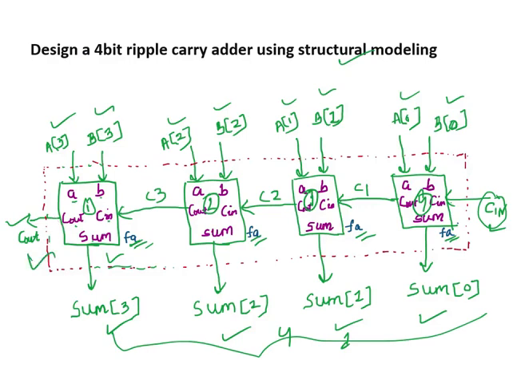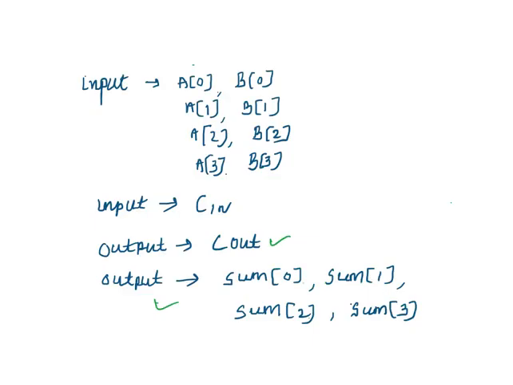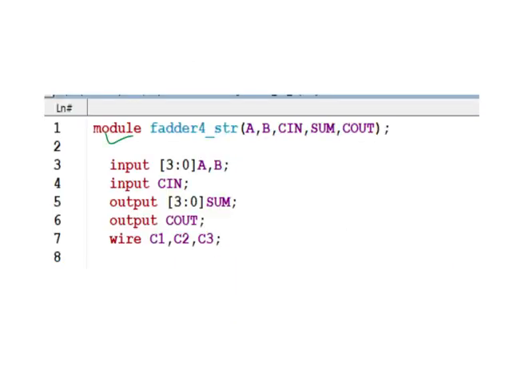Okay, this is how you have to model first. You have to find out what the input and output ports are for your design. Then you have to write it. So this is how I have written it. And you can model this by writing module, then 4-bit adder structural, then my inputs are A0, A1, A2, A3 as a vector, B0, B1, B2, B3, and input C in. Then the outputs are sum 0, sum 1, sum 2, sum 3, and output C out.